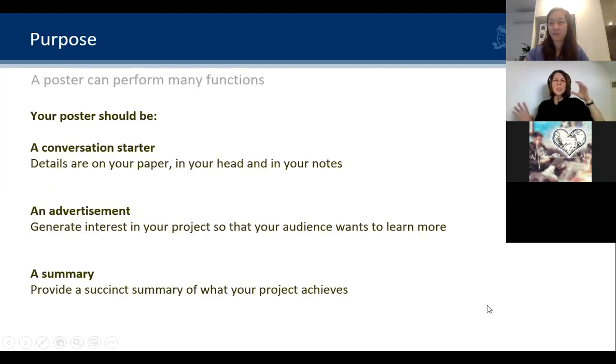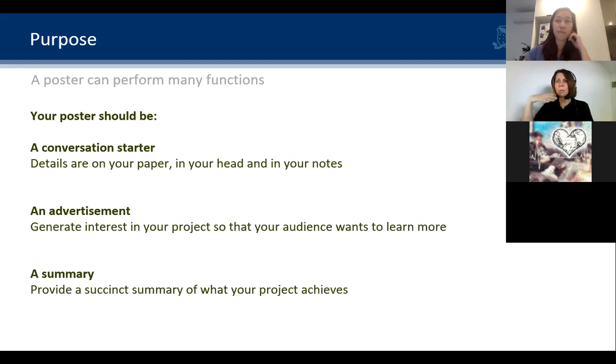Okay, so something interesting I think to consider as you're developing your poster is that really it can perform three functions for you. It's your conversation starter. So in the case of a virtual conference like this, it's the poster that someone might click on first to have a look at. And then if they're interested, they might then click on your video to watch your pitch about it. It's an advertisement for the work that you've done to help generate interest in the hope they do want to learn more. And it really provides a really succinct summary of what your project achieves.